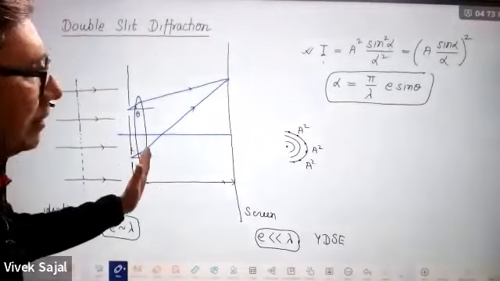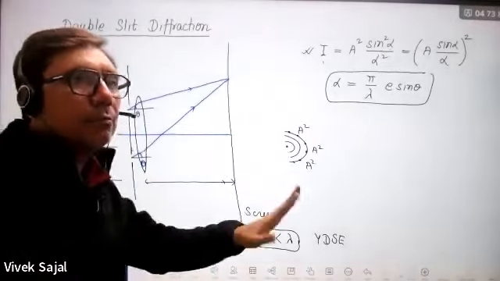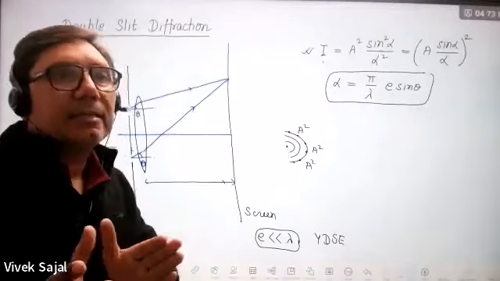So what is happening here? First, light is passing through individual slits, light is getting diffracted.